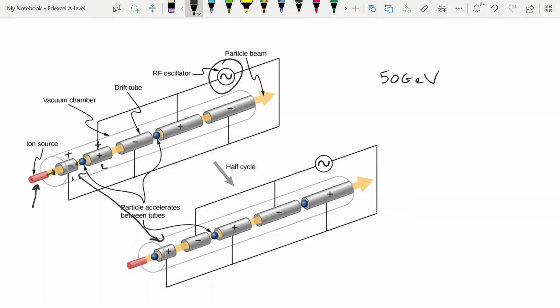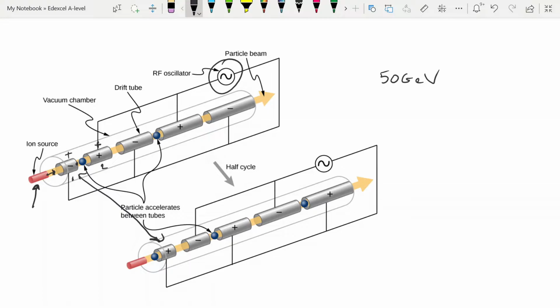The tubes have to be longer as the electron proceeds down along the linac, and that's because, of course, it's being accelerated between each tube, which means that it's going to be going faster, drifting faster inside each tube, but the frequency of the supply is fixed. So the time period at which the supply switches is fixed. So the tubes have to be longer because the electron has to spend the same amount of time in each tube before it comes out the other end.